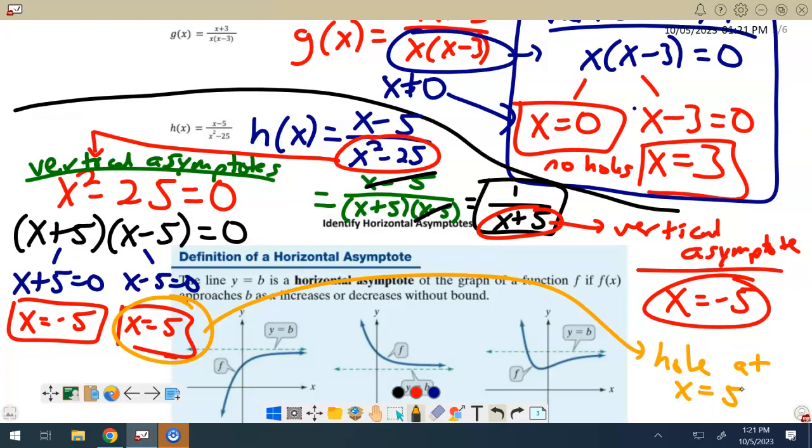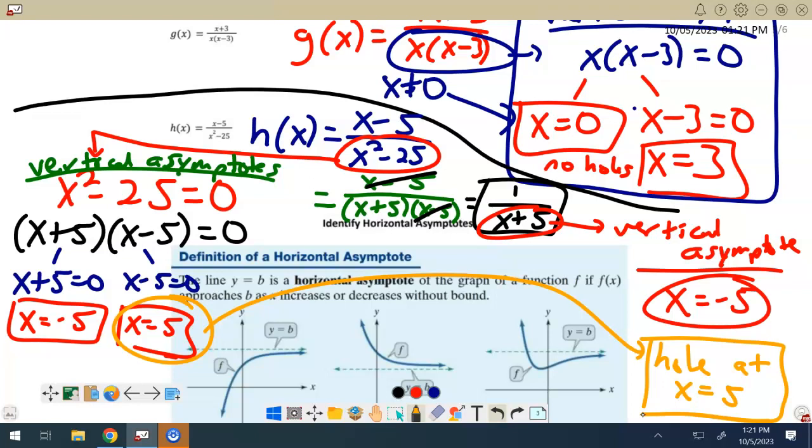Because it's still off limits, it just won't be a line that the graph approaches without crossing or touching. It will just be a point that gets plucked out of the graph. So the graph will have a smooth curve up until -5, and then a smooth curve after that. But at the point where x is equal to +5, you'll have an open circle.